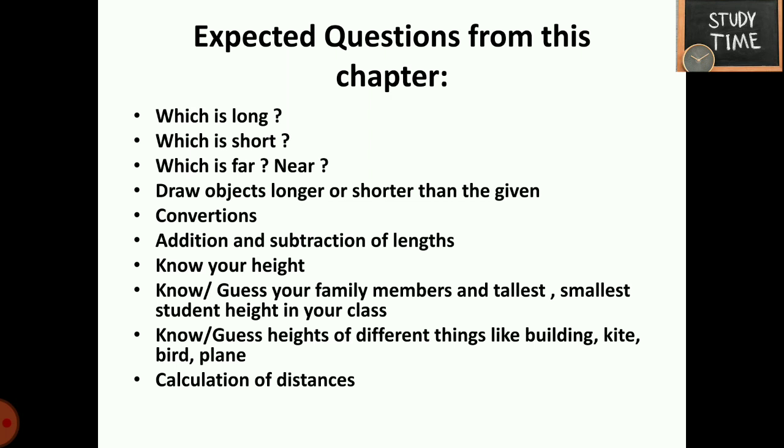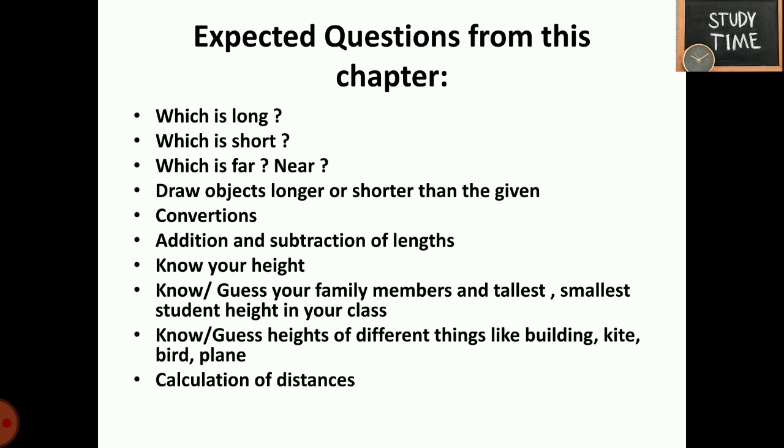Next, addition and subtraction of lengths. That you should be very clear about. You should subtract or add only the same units: meter to meter, centimeter to centimeter. You have to be careful about that. Next, know your height. Know or guess your family members' height, and also guess the tallest and smallest student's height in your class. You can also guess or know the height of different things like building, kite, bird, plane. So all those heights you can guess.